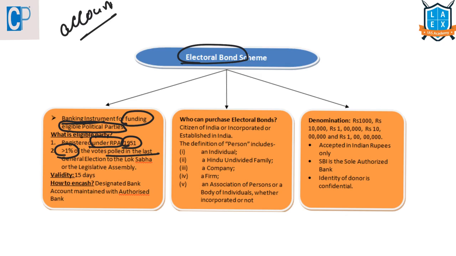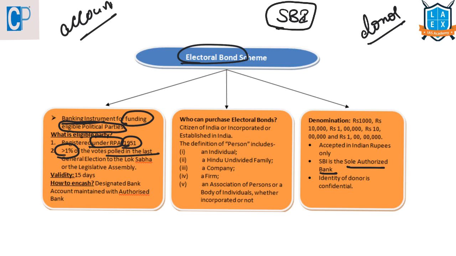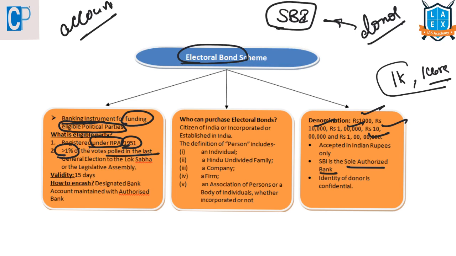Then what is the validity of this electoral bond? Here a donor wants an electoral bond. Then he can purchase that electoral bond only from designated SBI branches. Only SBI Bank is the sole authorized bank for selling these electoral bonds. So now the donor will go to the bank and he can buy an electoral bond in the denominations of 1,000, 10,000, 1 lakh, 10 lakh and 1 crore. So the minimum amount is 1,000 and the maximum amount which can be donated is 1 crore. So he can buy an electoral bond in any of these denominations.